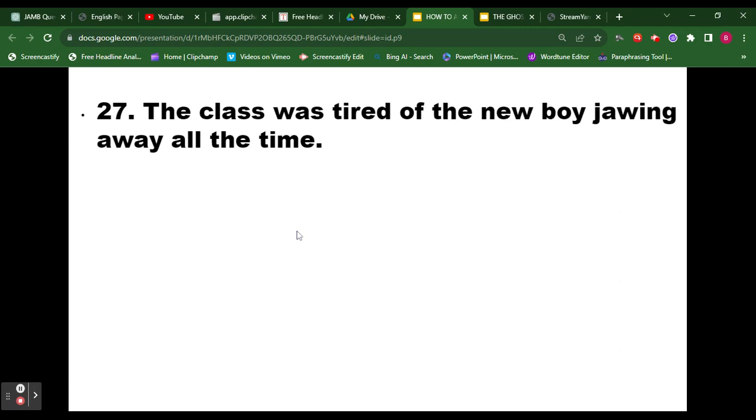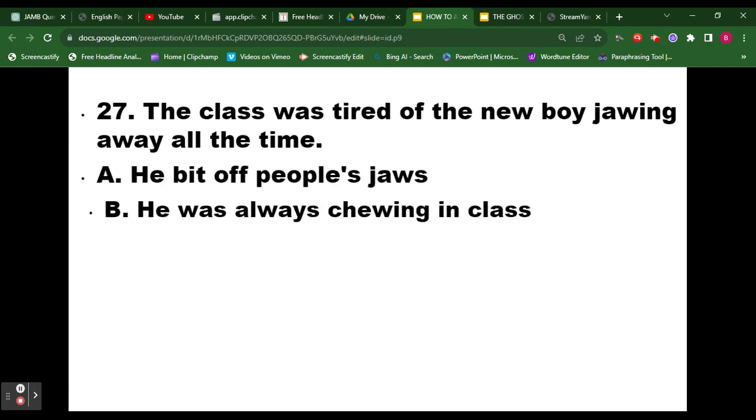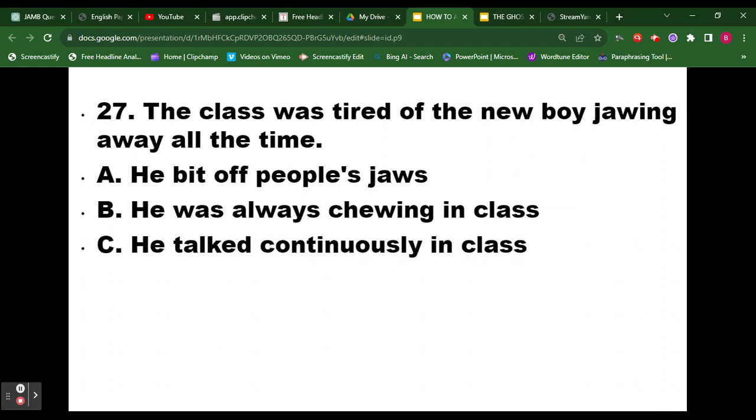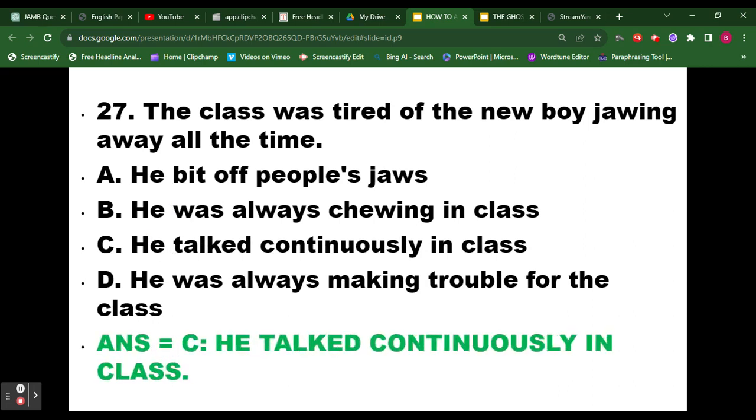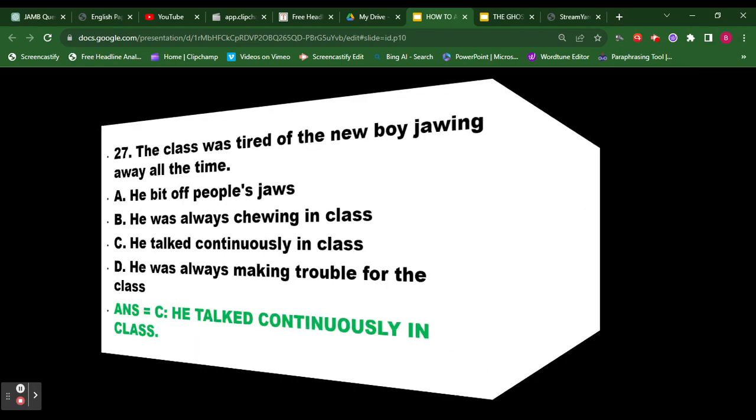Okay, so let's examine the options. A, he bit off people's jaws. B, he was always chewing in class. C, he talked continuously in class. And D, he was always making trouble for the class. So the correct answer is C, he talked continuously in class. So you can use imagery: the jaw moving is something that has to do with talking.